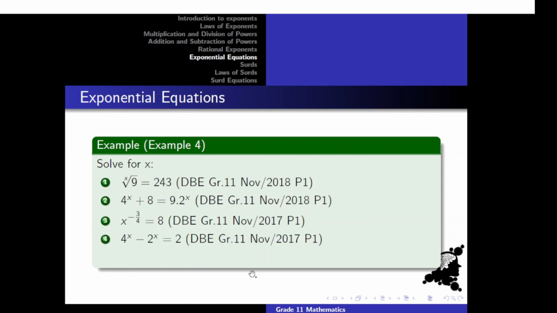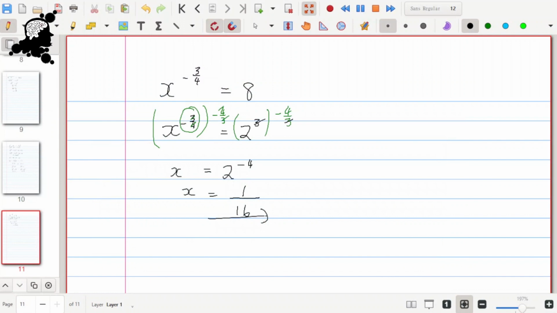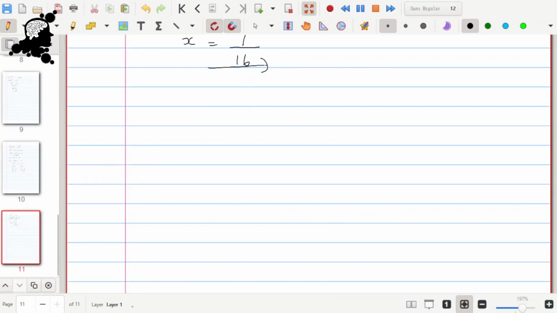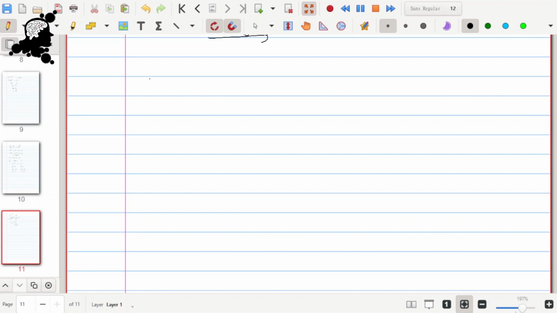Right, the next question is pretty similar to the one that we did in number 2, but let's have a look at it. So, let's get some room here. We have got 4 to the power x minus 2 to the power x is equals to 2. So let's start by writing 4 as a prime number. This is 2 to the power 2 to the power x, minus 2 to the power x. I'm going to take the minus 2 to the other side. This is equals to 0.